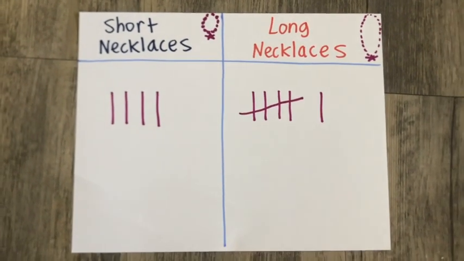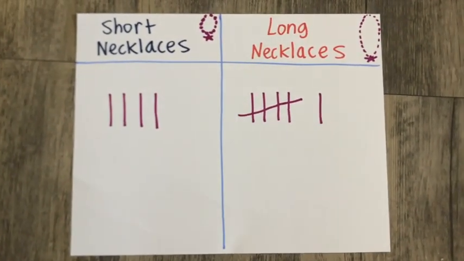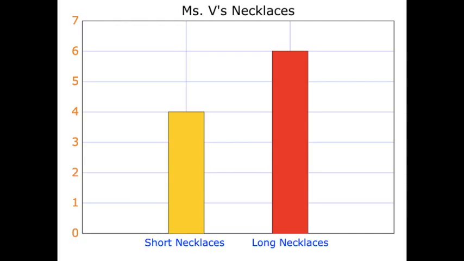That's one way to graph our data. Another way is to make a bar graph. This is my bar graph to show how many short necklaces and how many long necklaces I have in my collection. The yellow bar represents the number of short necklaces. If you go to the top of the yellow bar and drag your finger over to the left, you'll see that there are 4 short necklaces. If you go to the top of the red bar and drag your finger over, you'll see that there are 6 long necklaces.